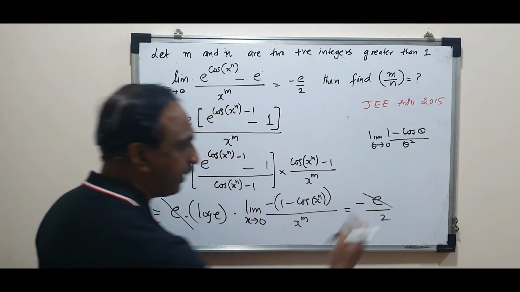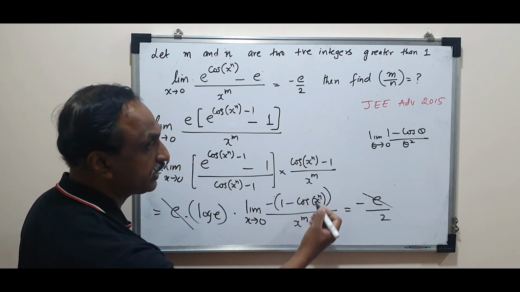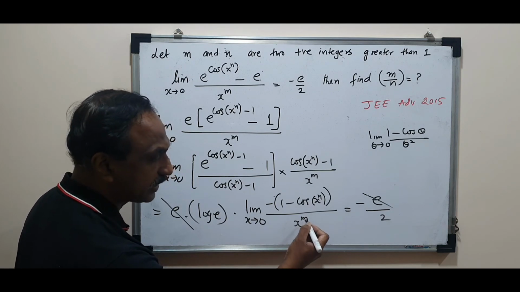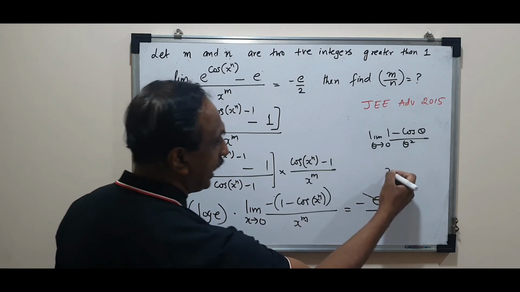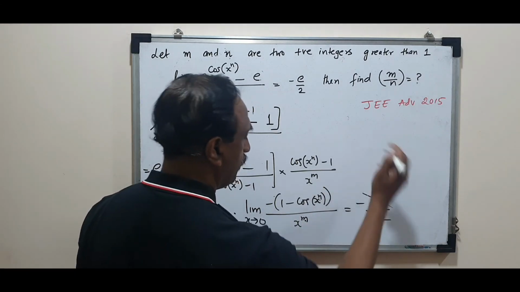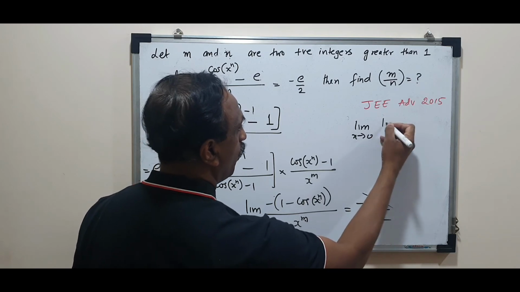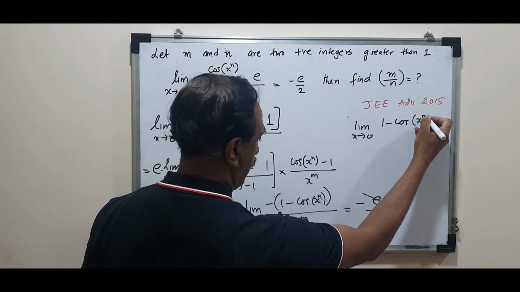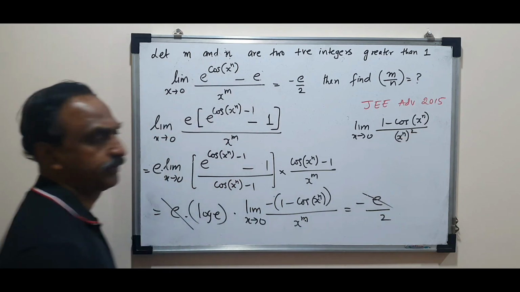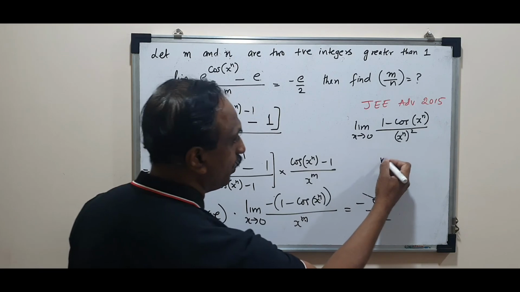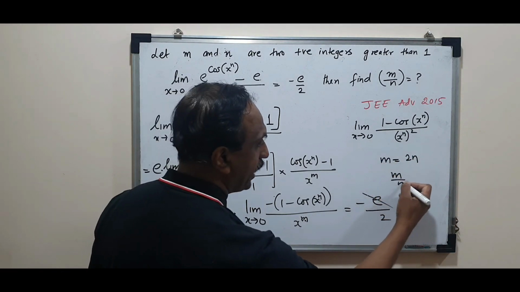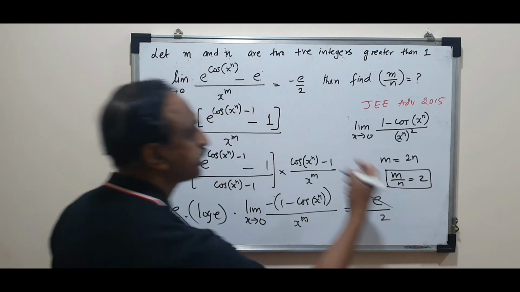If my answer is to be minus half, this should be square of this. You can say theta and theta square. So that means this x raised to m should become x raised to n the whole square. I have my limit x tending to 0, 1 minus cos x raised to n here, then the denominator should be x raised to n the whole square. Which means this m should be equal to 2 times n. That means m by n should be equal to 2, then only my answer will be correct.